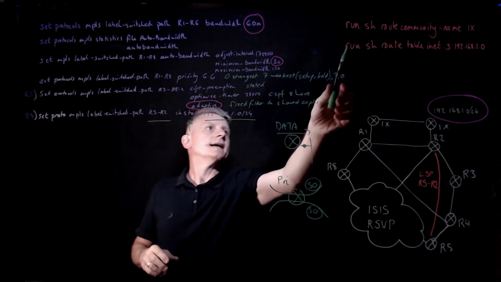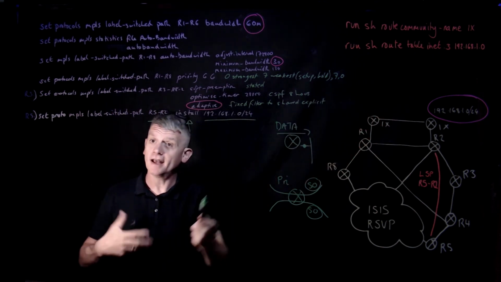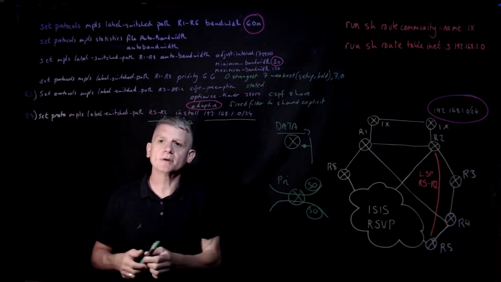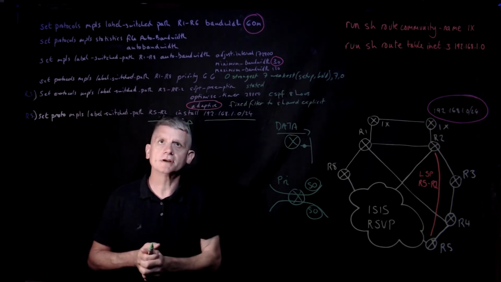Very useful command here. Run show route community name and then the community. And we can actually search the route table via community. And those are the first range of sort of tunings that we can do on the RSVP.